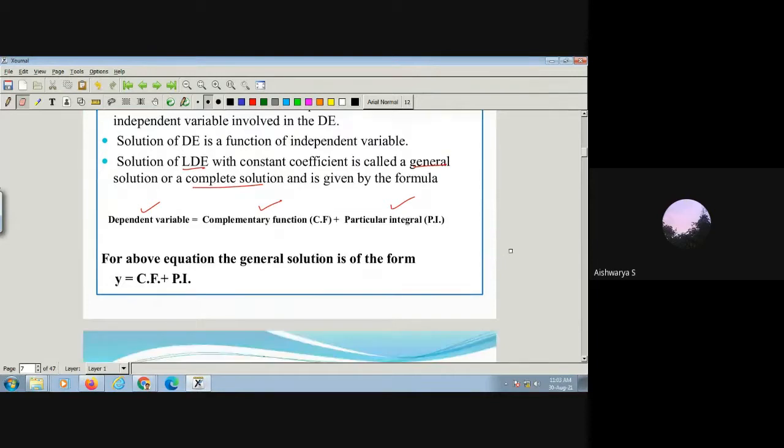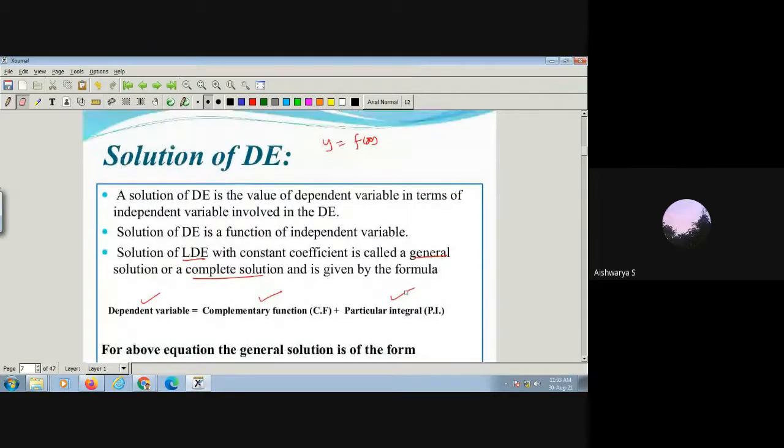So can you explain this again? See, just a minute. Let me explain with an example. If the given differential equation is like this: solve d2y by dx square plus 2 dy by dx plus 5y is equal to, say, sine x. This is the given differential equation, and we will be asked to solve this.